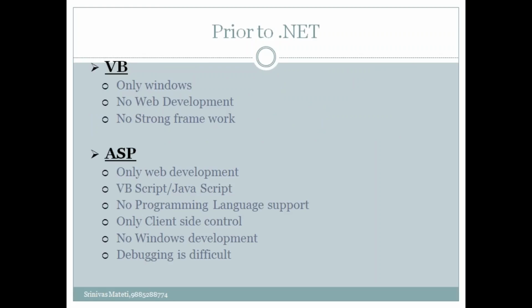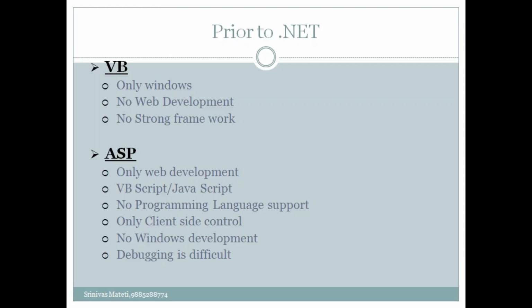So what was there prior to .NET? We all know .NET is a Microsoft technology. From the same Microsoft, we had two major technologies before .NET, VB and Classic ASP. These were very powerful and successful technologies at that time. Generally when we have successful and powerful technologies, instead of abandoning them, we try to upgrade them. But Microsoft abandoned these two technologies before introducing .NET because they had some limitations.